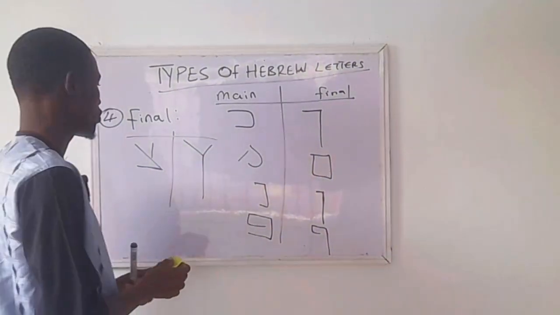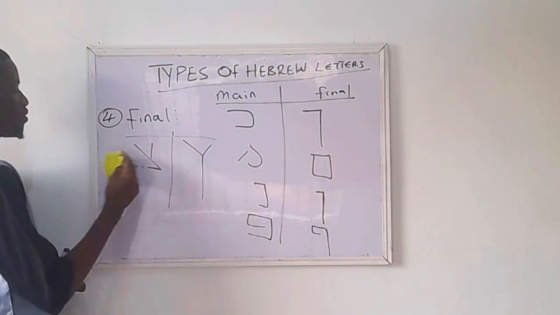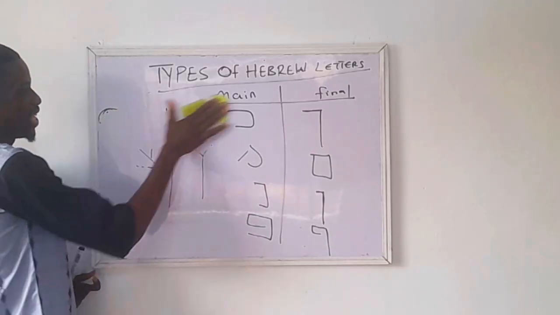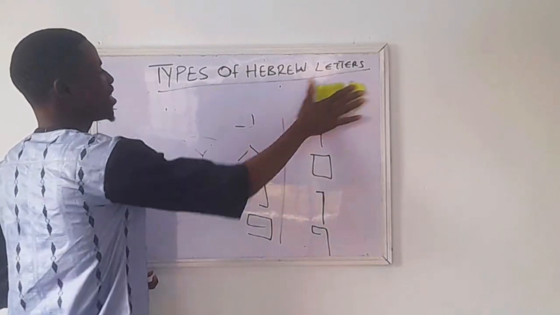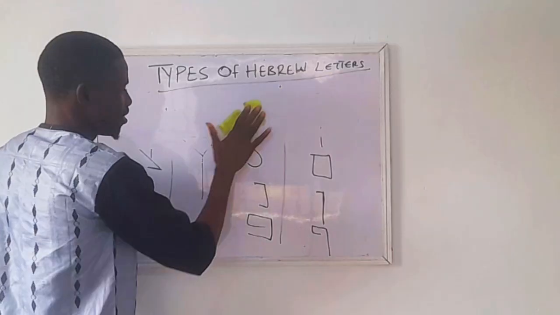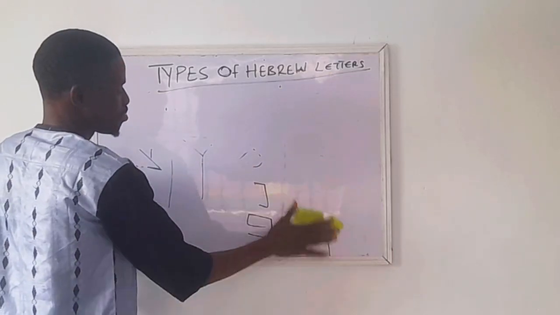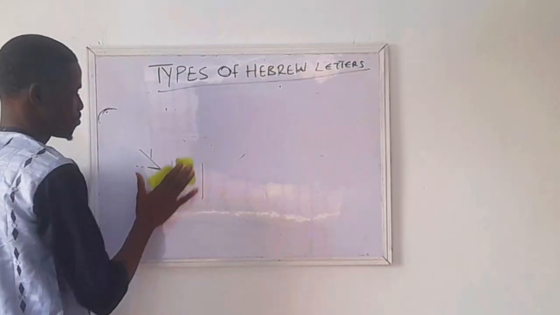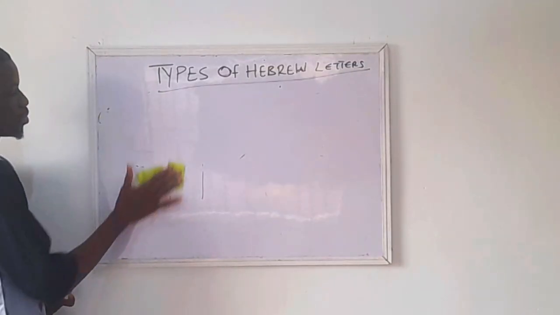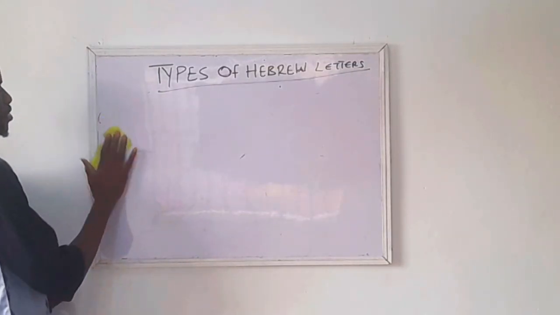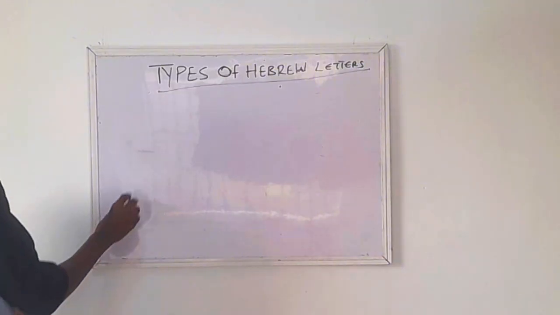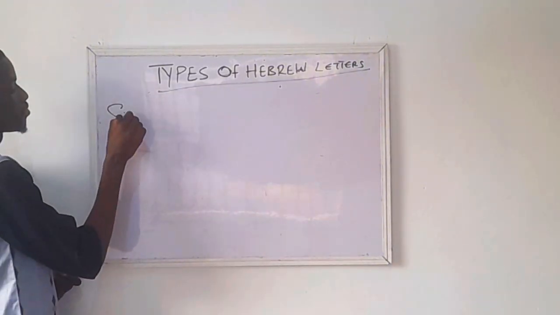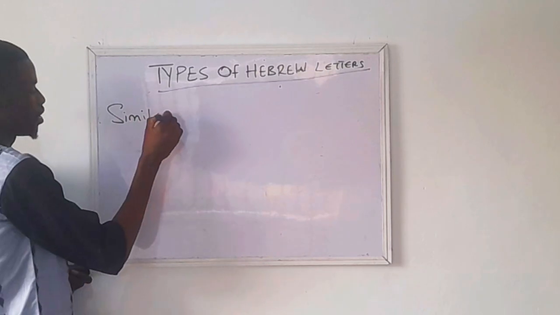Now, this introduces us to the last type of letters that we have in Hebrew. Well, they are not really a type of letter, but they can still be classified under type because it's a division, more like a subtopic under the Hebrew letters. And then we call them what? Similar letters.